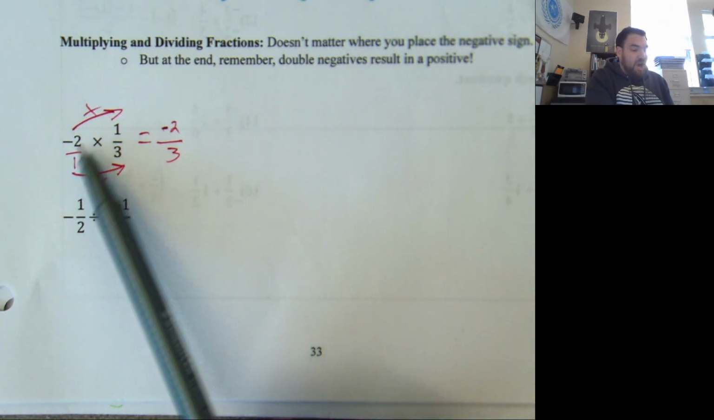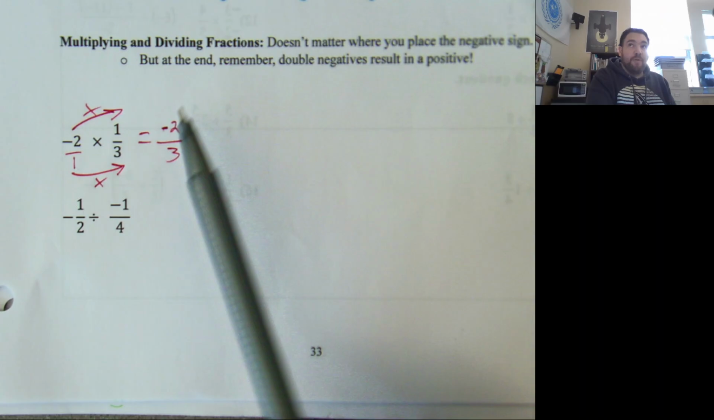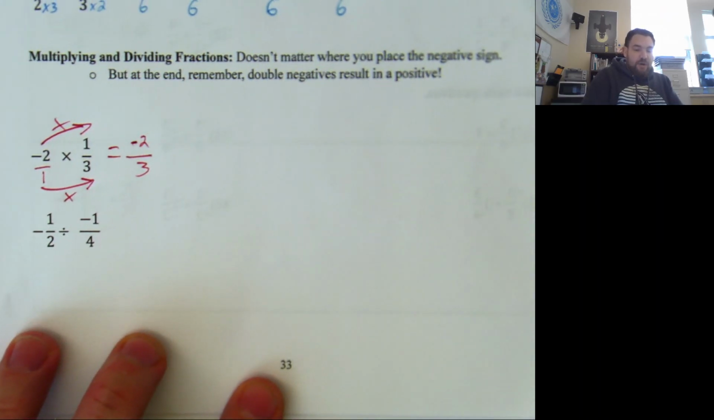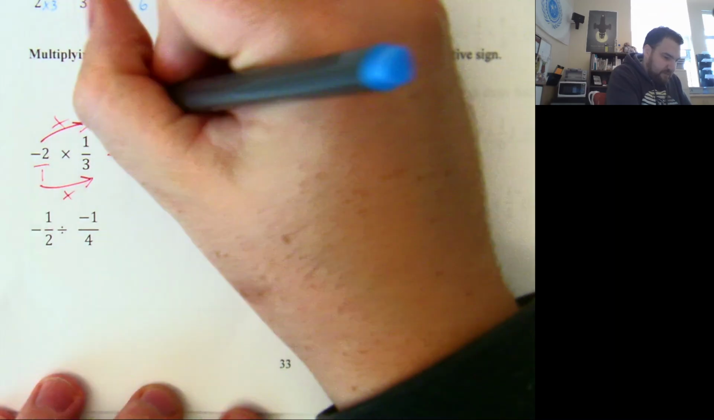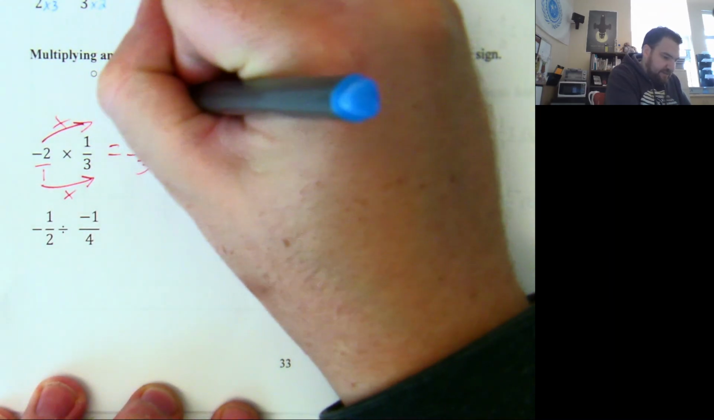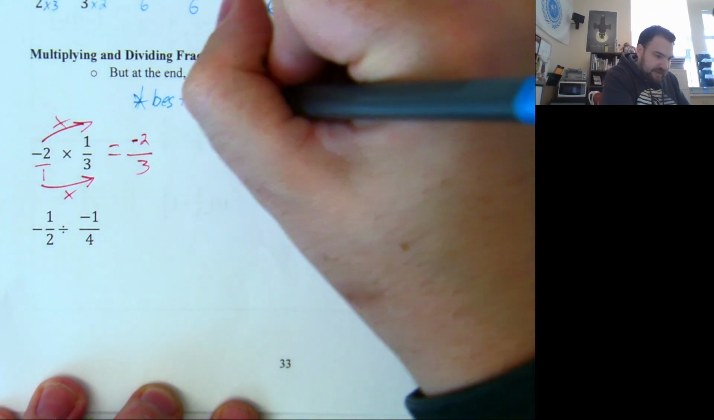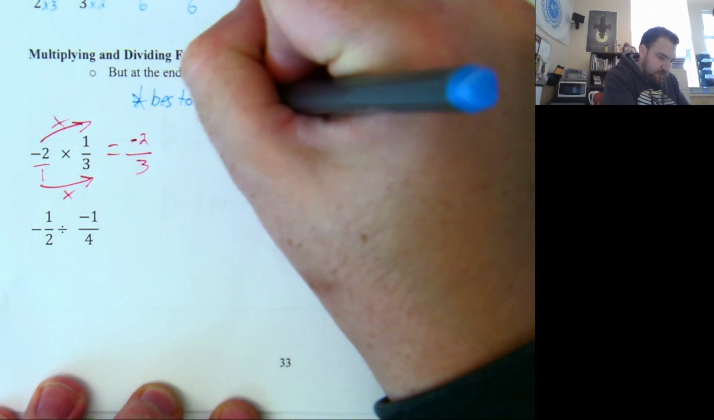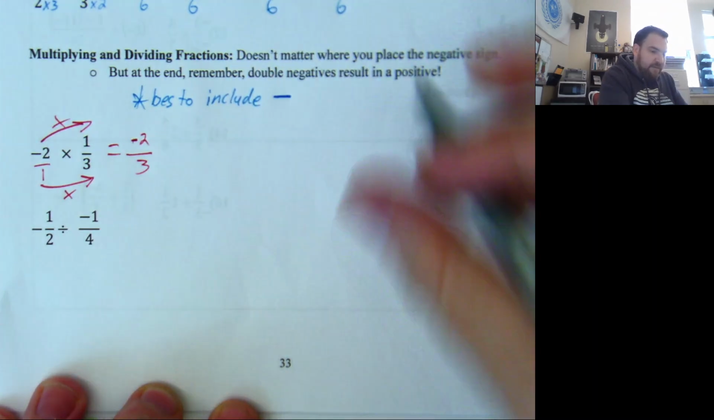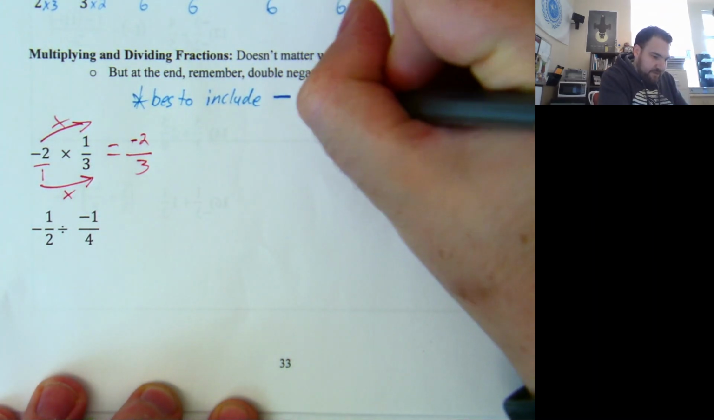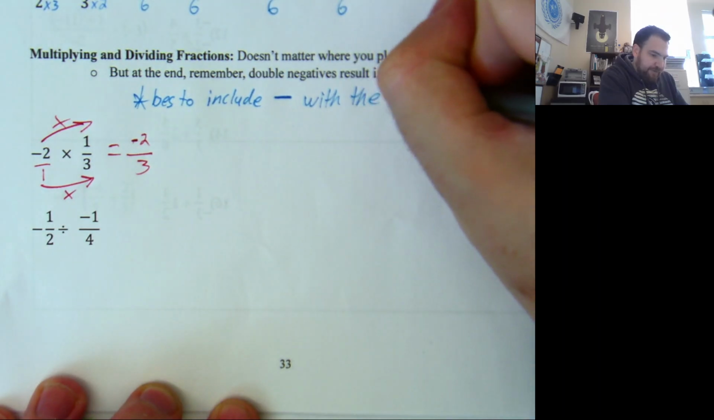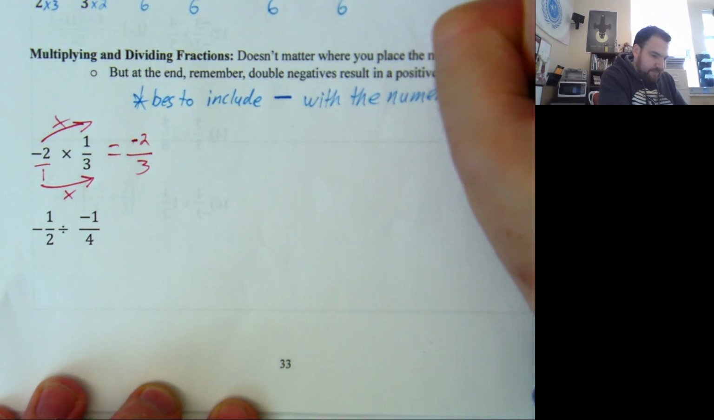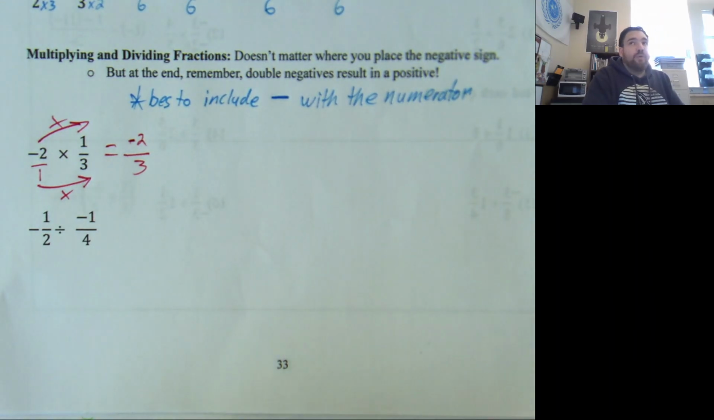Bring the minus sign along with the numerator. If we need to make a note of that, let's make a note of that. It's best to include the minus sign with the numerator. And it really shows up the most when you're dealing with dividing fractions.